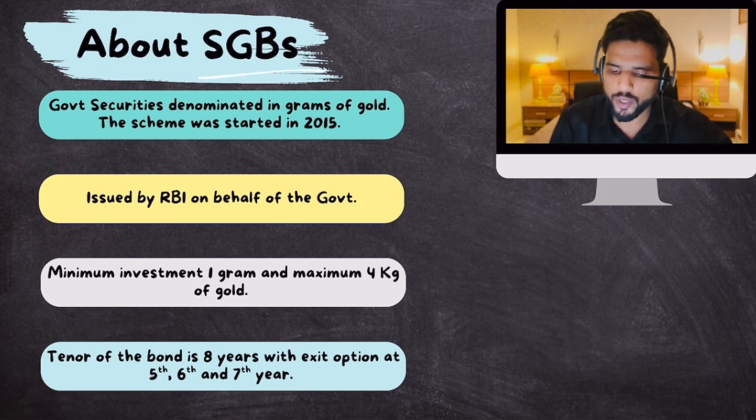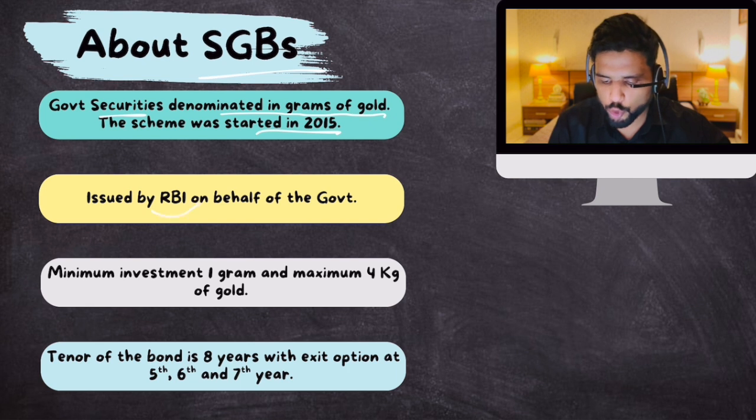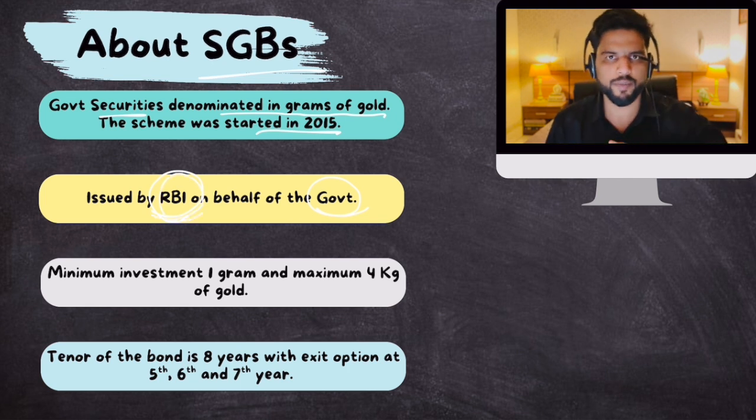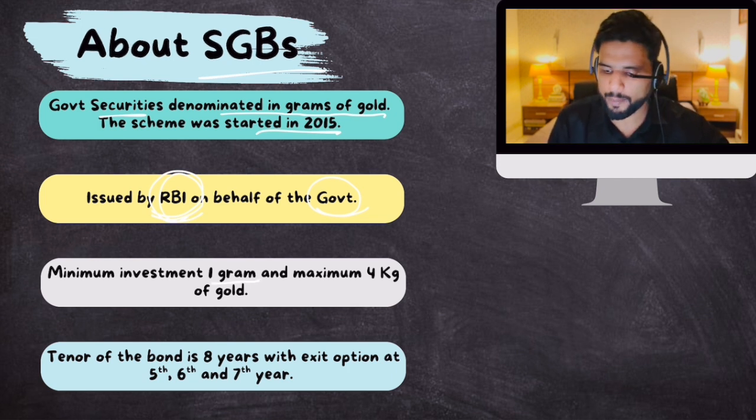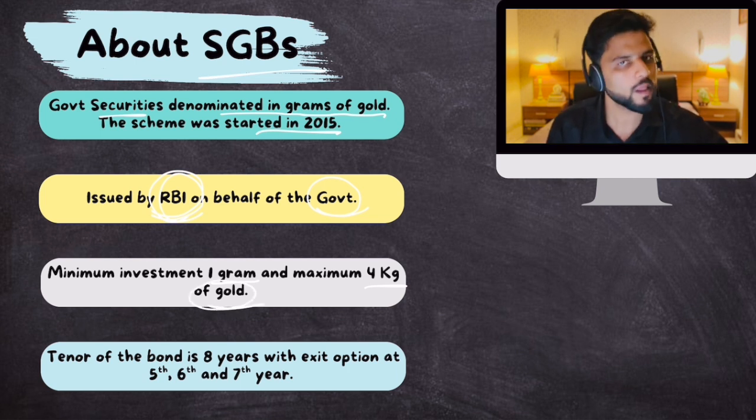So sovereign gold bonds were government securities denominated in grams of gold. The scheme was started in 2015. Now these sovereign gold bonds are issued by RBI on behalf of government. That means they are issued by RBI, but the money goes to government. Minimum investment is 1 gram. Maximum investment is you can buy 4 kg gold worth of sovereign gold bond. So minimum investment is 1 gram of gold. Maximum is price of 4 kg of gold.